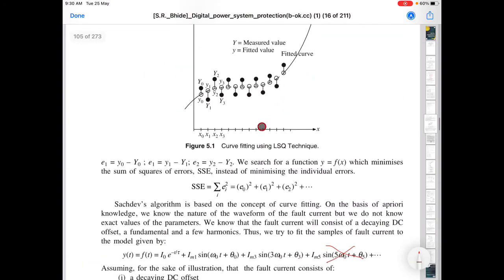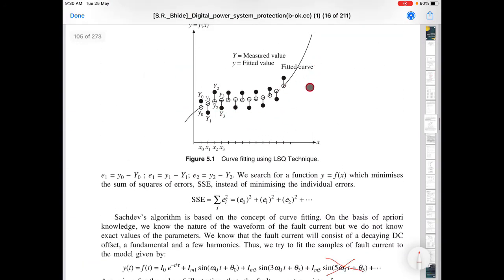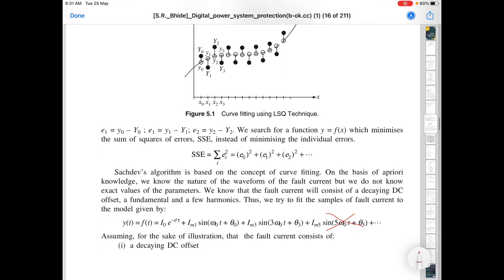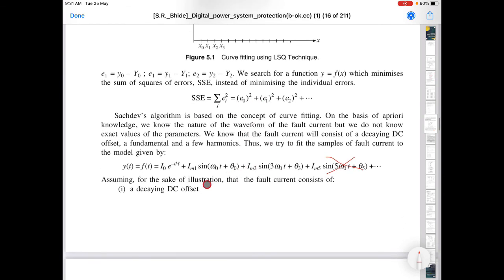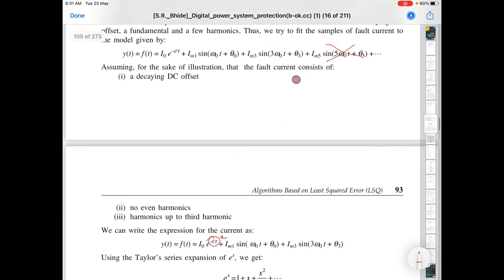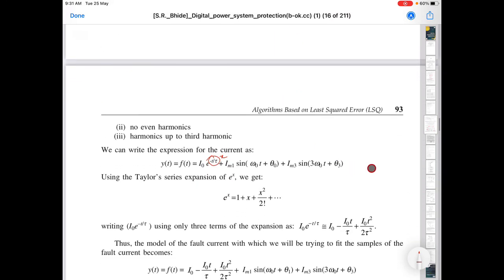We started with the assumption that we know the type of the waveform. So we used curve fitting. The curve fitting technique is nothing but the Sachdev method for LSQ. We know what LSQ is. How to find LSQ? It is the sum of squares of errors. And we know that in an erroneous signal we have the decaying DC offset, then we have the fundamental component, and we have the third harmonic. Of course, the fifth harmonic we have neglected.